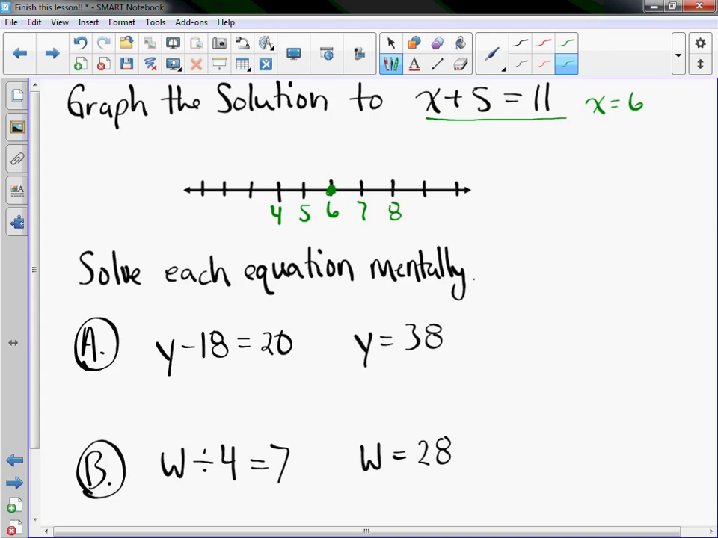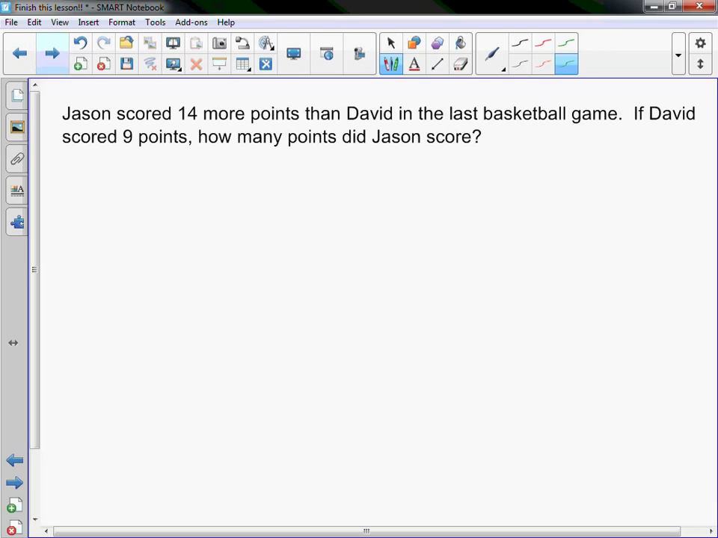Let's look at one story type problem. It says Jason scored 14 more points than David in the last basketball game. If David scored 9 points, how many points did Jason score? Now most of you can probably figure this out pretty quickly in your head. Let's just define a variable. That means make a variable for something we don't know. Well, we don't know how many points Jason scored. So let's say that J is the number of points Jason scored.